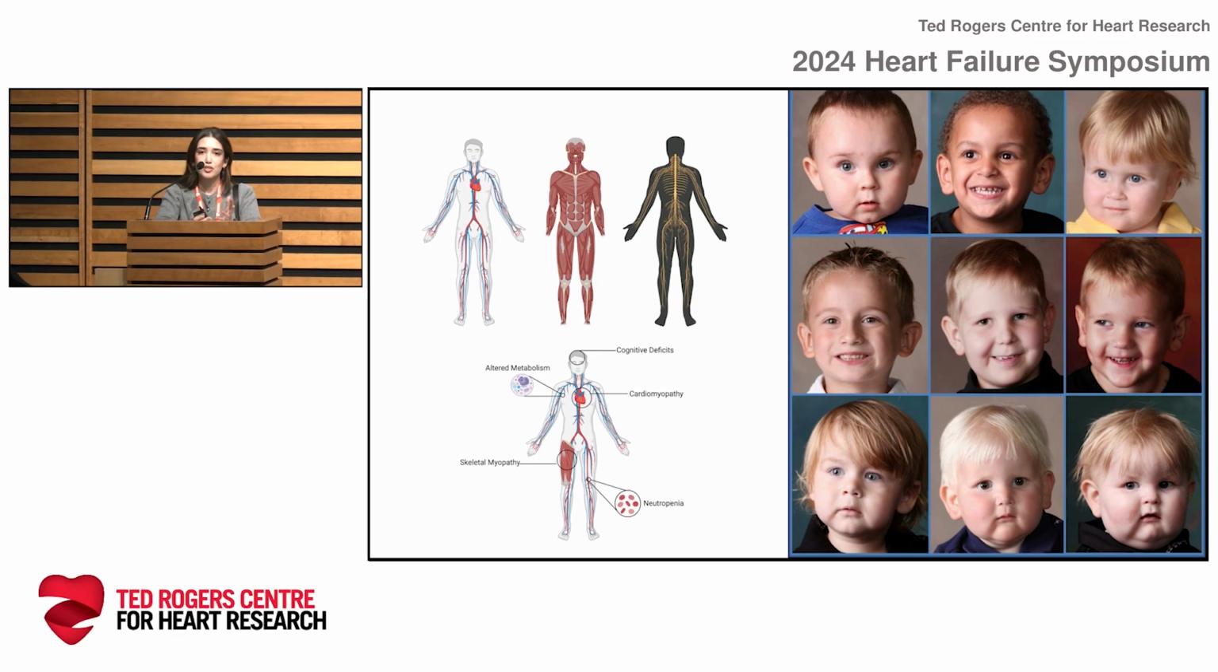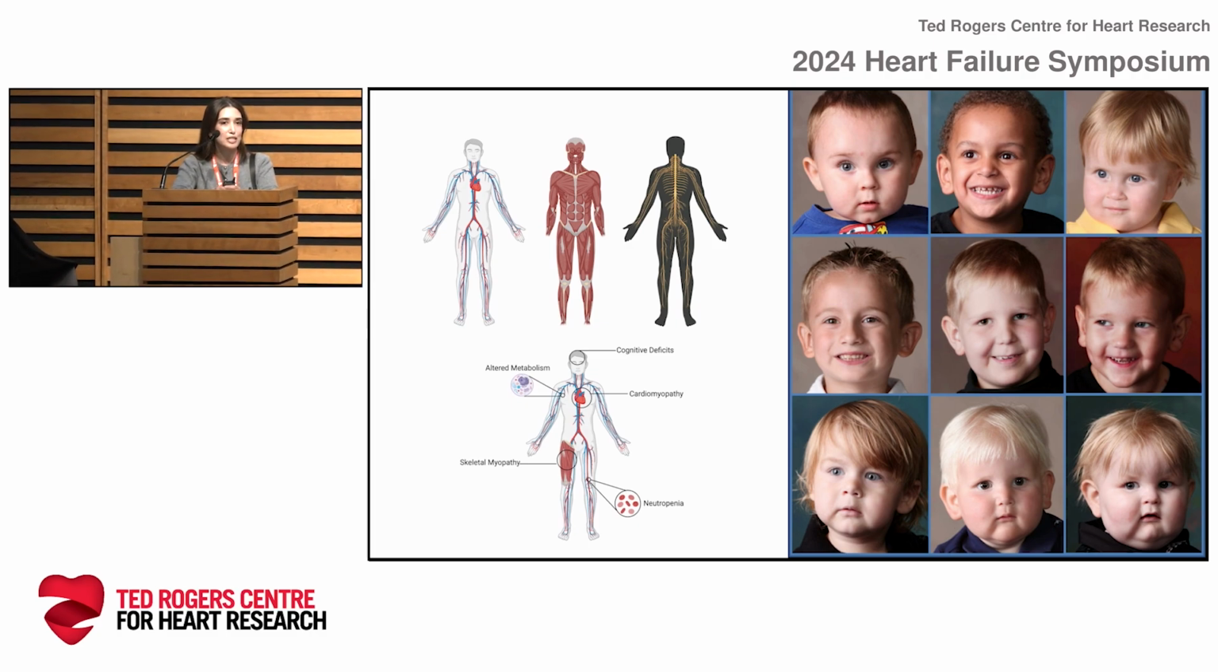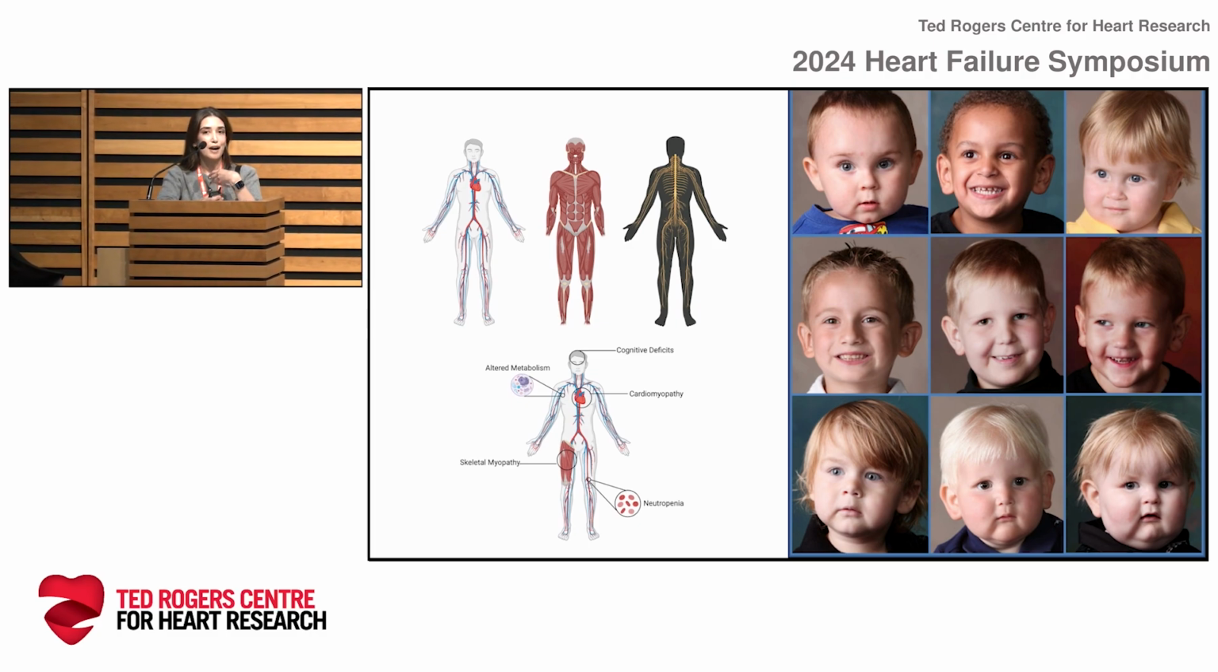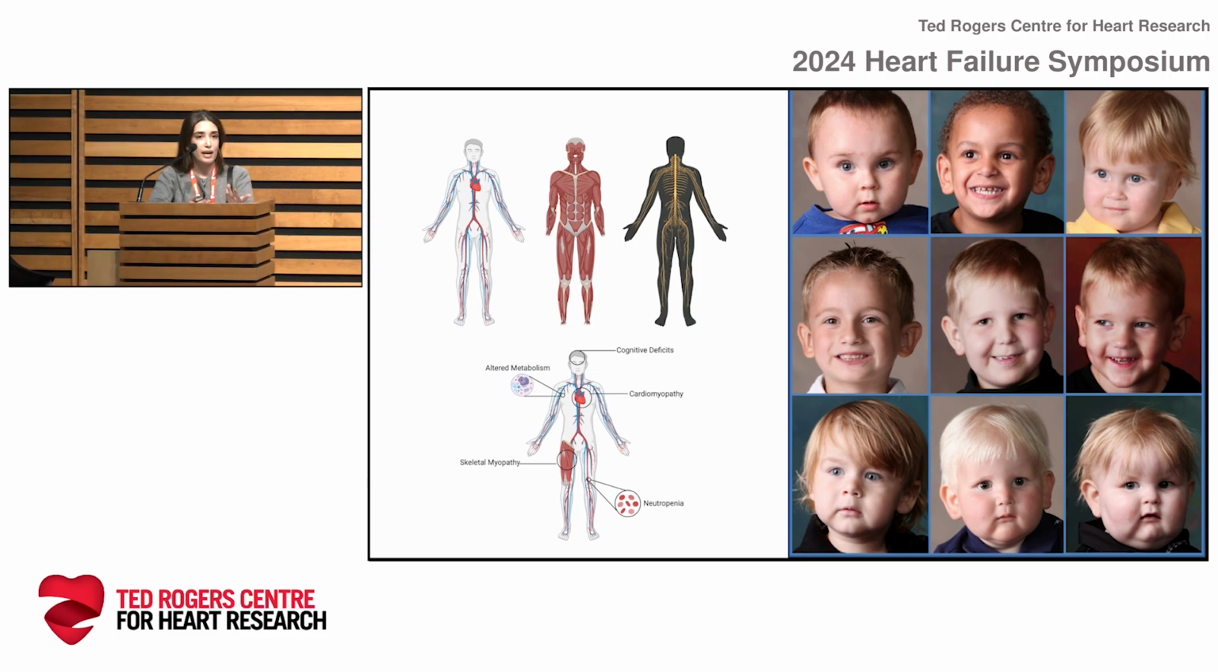Barth syndrome is considered a rare X-linked genetic disease with a prevalence of about 1 in 300,000 patients, but it might be highly underdiagnosed just due to the pleiotropy of the disease. There are documented mutations across the entire open reading frame of TAZ, and patients present cardiovascular phenotypes, skeletal muscle phenotypes, central nervous system phenotypes, metabolic phenotypes, even immune phenotypes such as neutropenia.